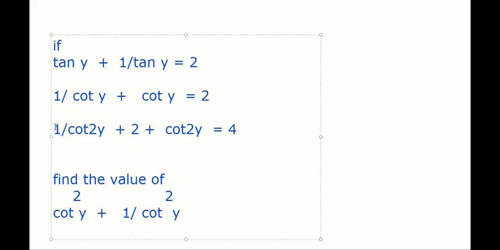We need the value of this plus this. 2's go this side, so 4 minus 2. Forget this. Guys, this is a very important step, and many questions will use it. You can always square both sides. So we got 2. What Anvi said initially is also correct.